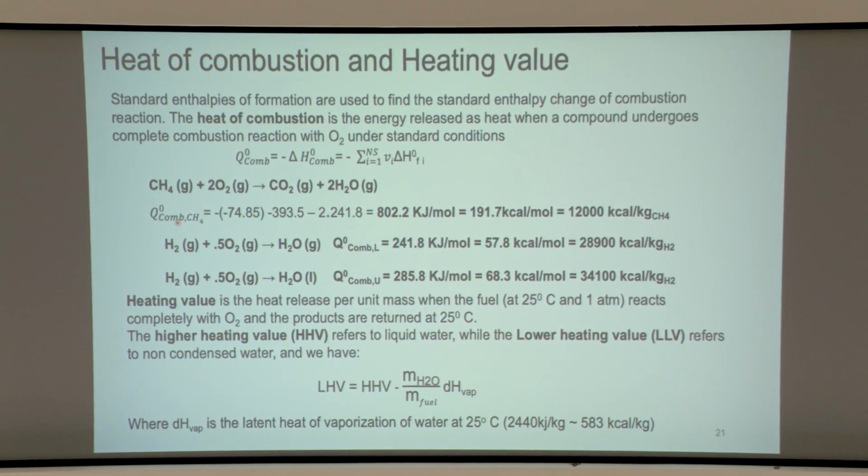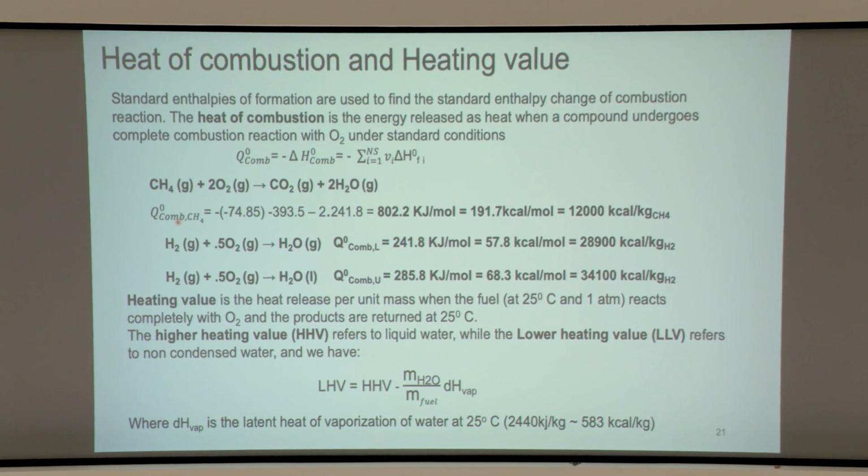So again, the example here is methane plus oxygen going to form CO2 and water, the complete oxidation or complete combustion. The Q combustion is the heat of formation of the products minus the heat of formation of the reactants, which gives us 802 kilojoules per mole, or 191.7 kilocalories per mole, or on a mass basis, 12,000 kilocalories per kilogram.